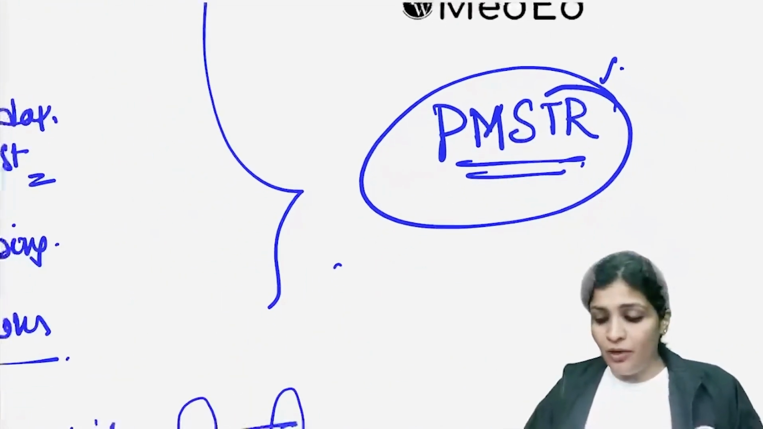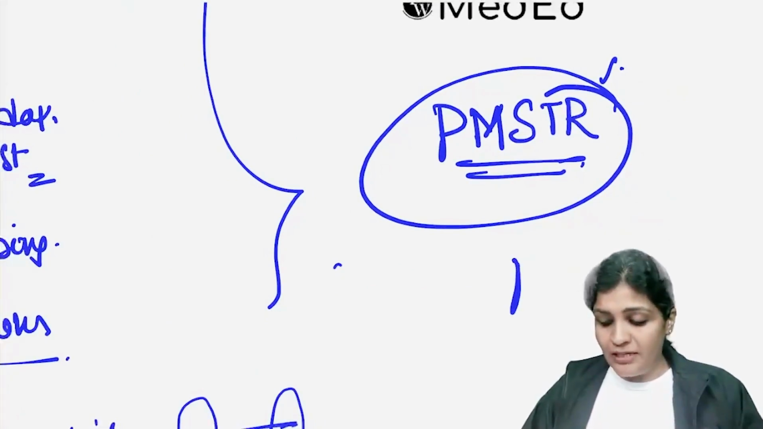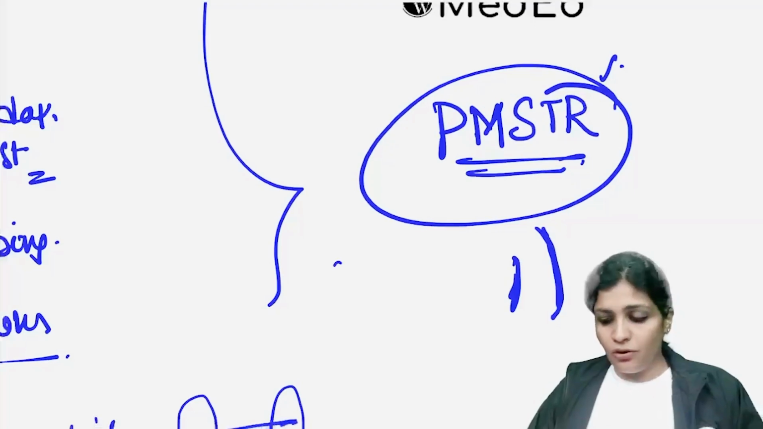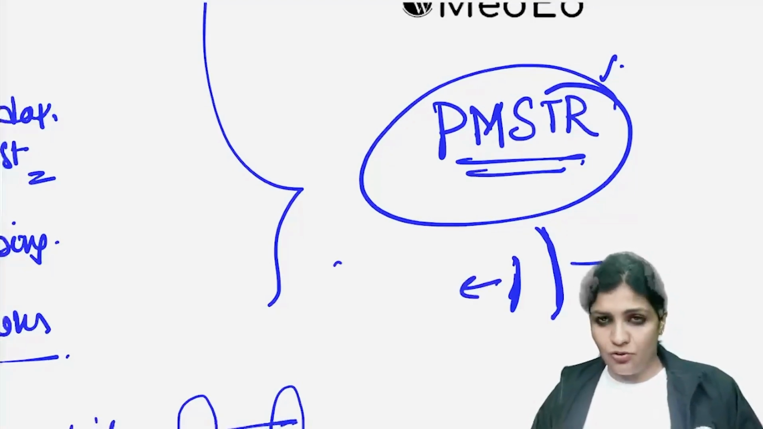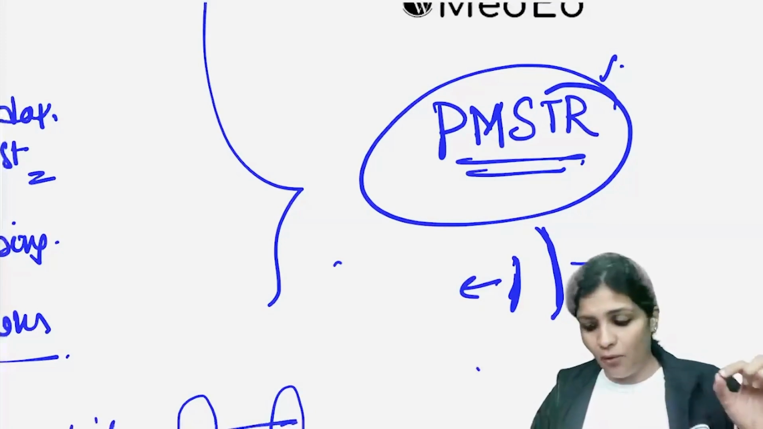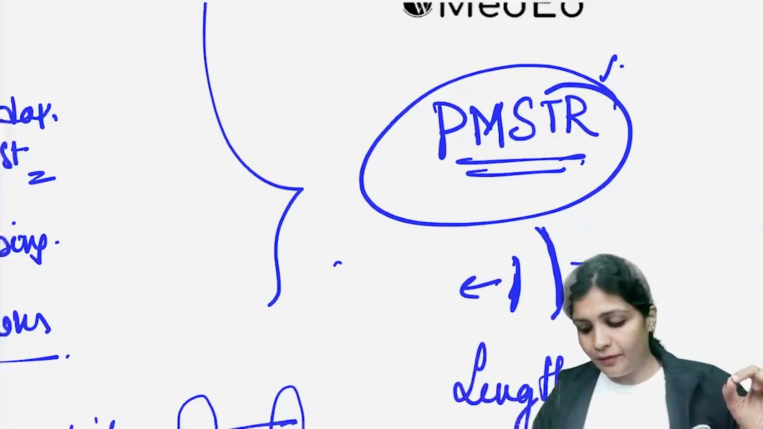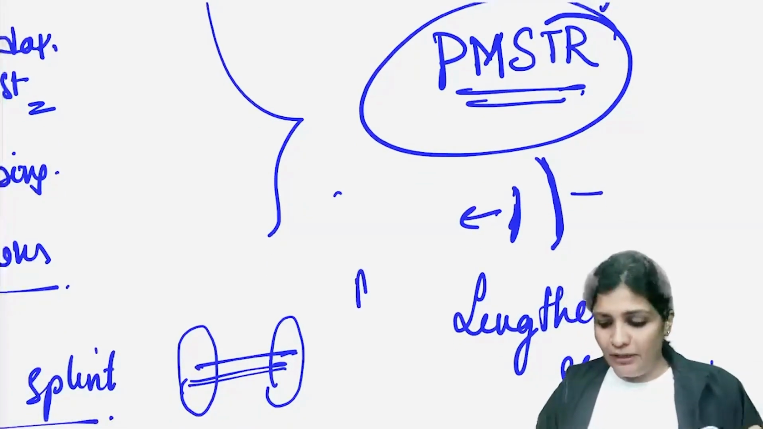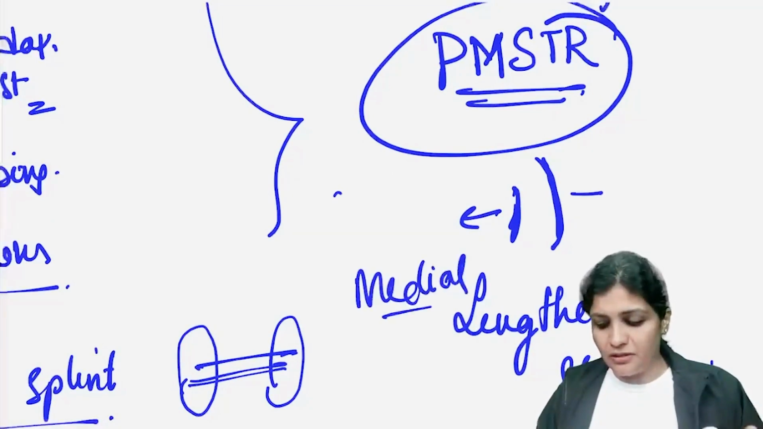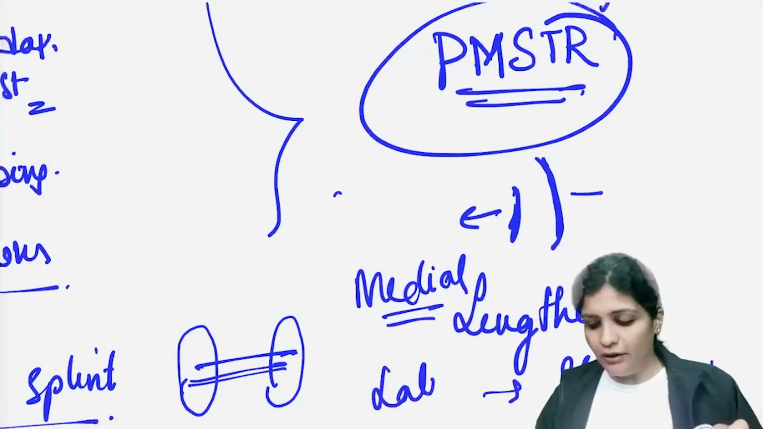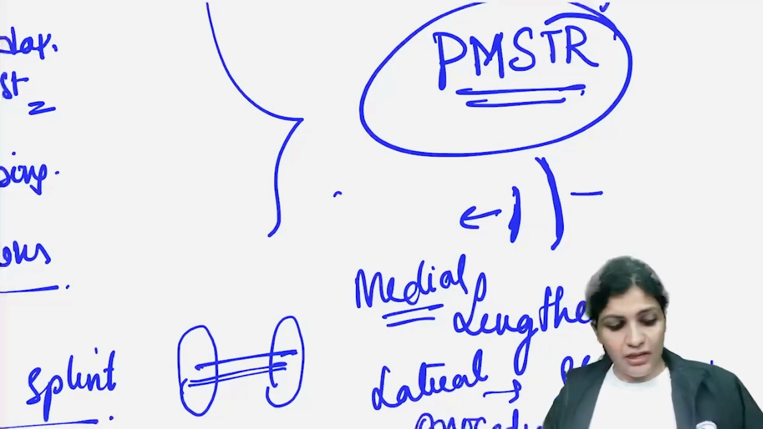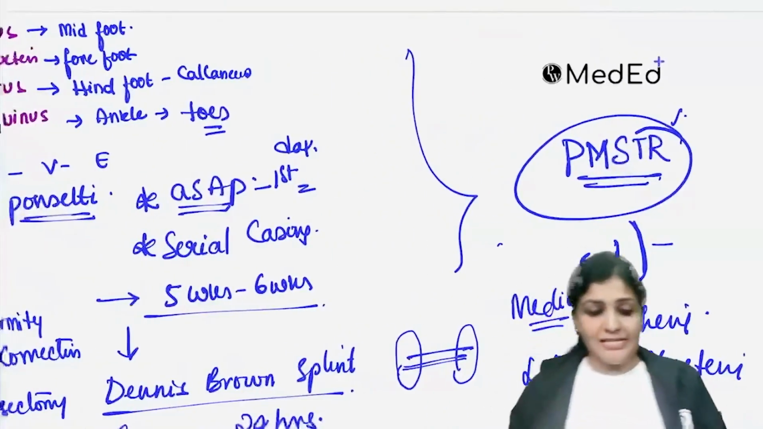Next, you know that the medial border is shortening and the lateral border is becoming longer. So now you do the reverse of it. You want medial border lengthening, and the lateral border you have to shorten. That's it. So a medial border lengthening procedure and a lateral border shortening procedure. So this is how you treat CTEV.